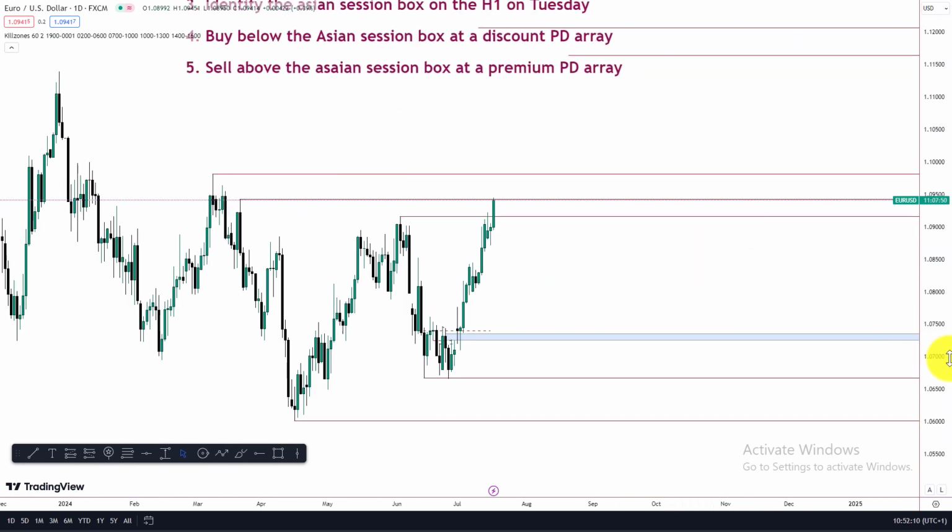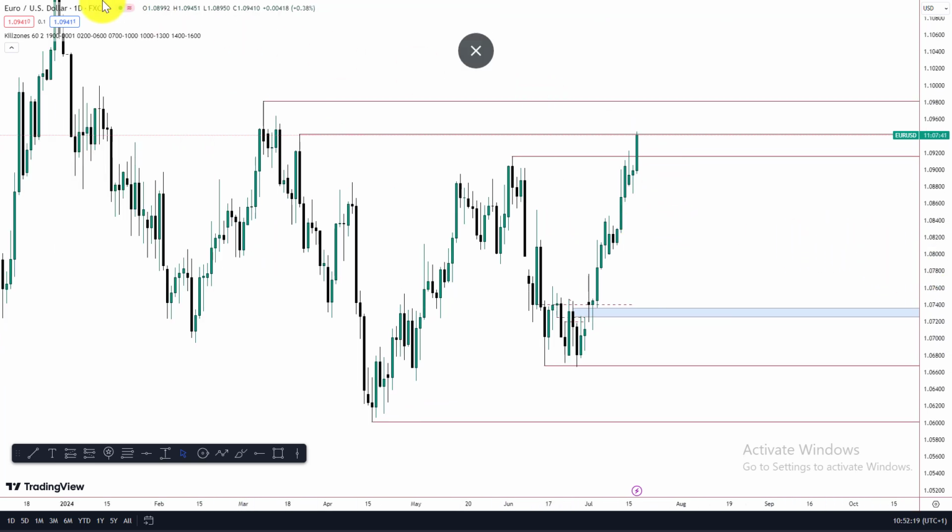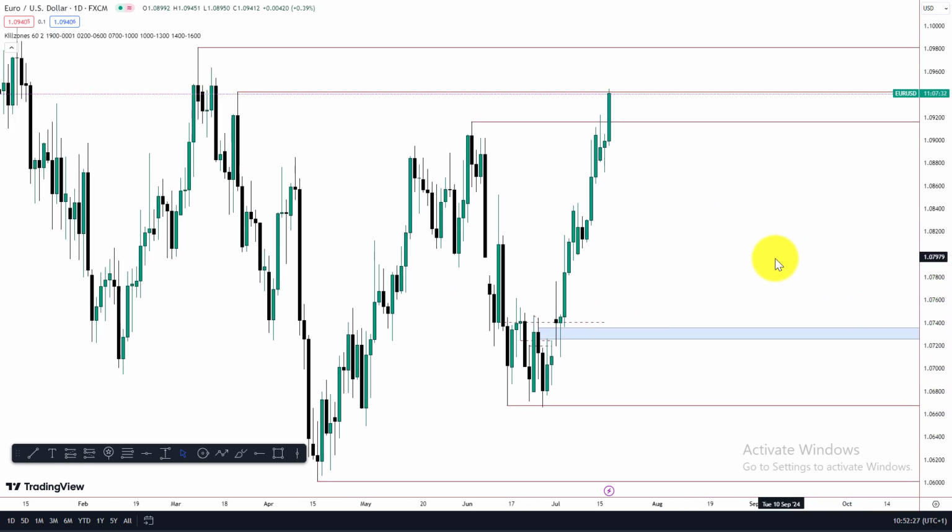So this is a current bullish market structure on the daily time frame of the euro dollar. The feed I'm using right now on TradingView is the FXCM. You can use any other feed, let's say forex.com. You can use forex.com. It's the most recommended.